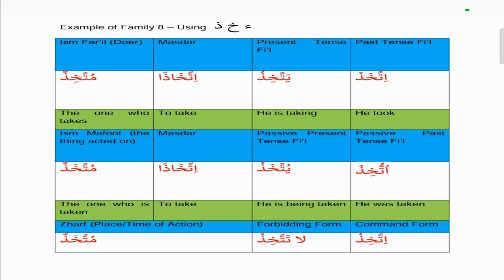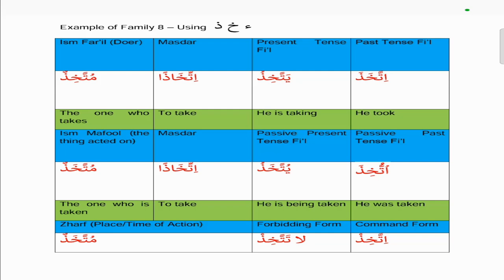And the passive past tense is uttuhiza, which means he was taken or it was taken. And passive present tense is yuttahazu, all the harakat at the top. He is being taken. The masdar ittakhazan, to take, and isme maf'ul, the thing that's acted on. So the one who is taken, so it's muttakhazun.